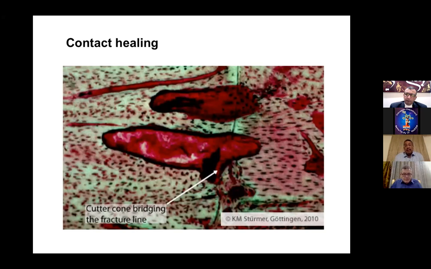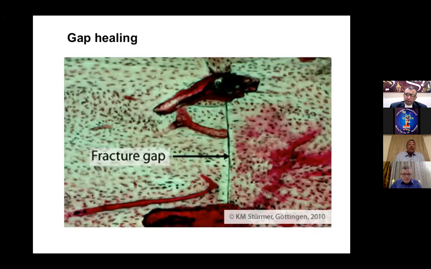We don't have any problem. There is no gap. And we have what is called gap healing. And gap here is very relative. It is not that gap we imagine when we hear gap healing. It is only very, very minimal gap.